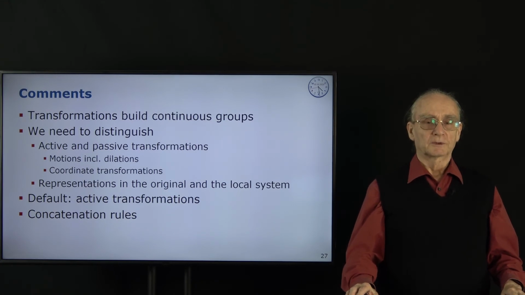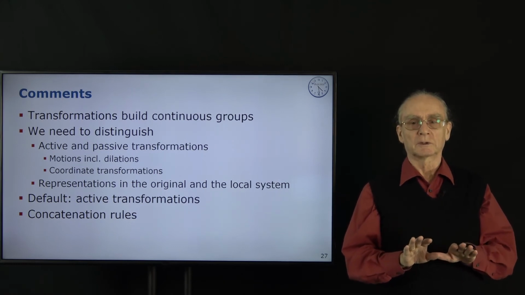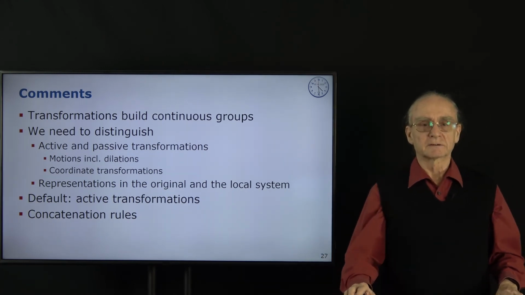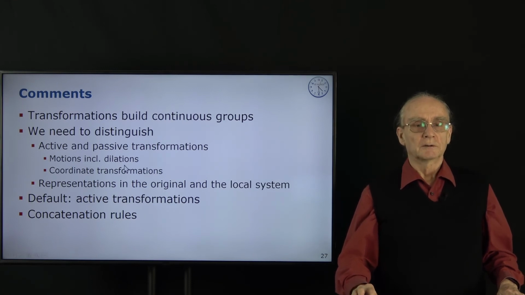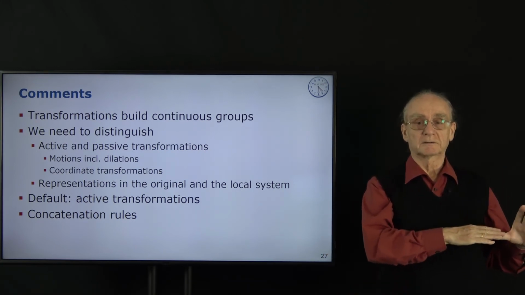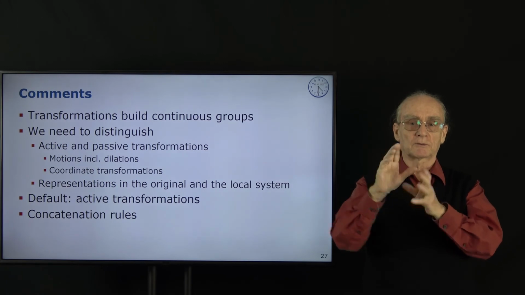So what did we learn up to now? The transformations build a continuous group. The group structure is important in that we know that the concatenation of two elements of the same type leads to an element of this type. And the continuity allows us later to do differentiation. And we need to distinguish active and passive transformations and the representation in the original and in the local system. This refers both to motions, including dilations, and to coordinate transformations. So in both cases we have frames, either for describing some object, the coordinates of that object, or attached to our object in order to describe how the rotation or scaling is done.